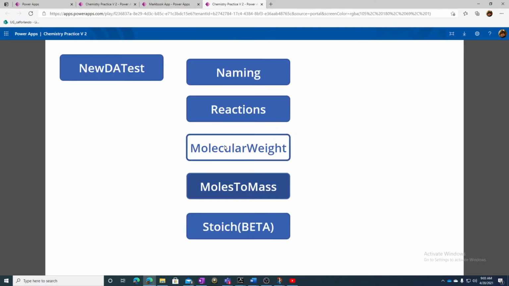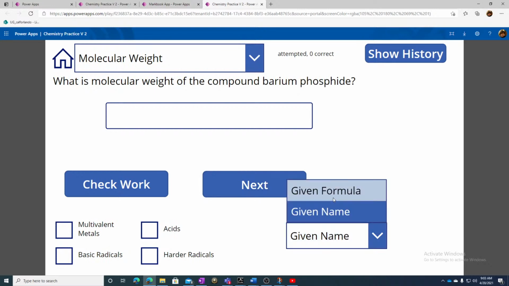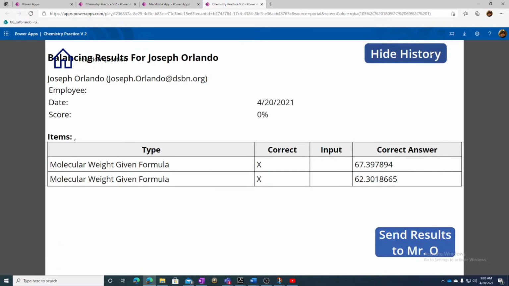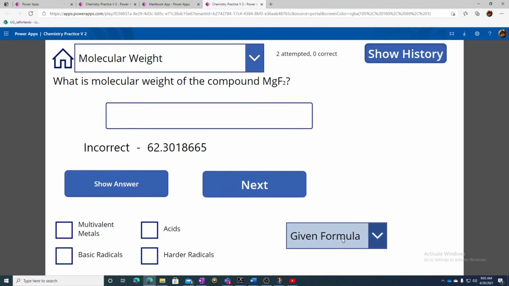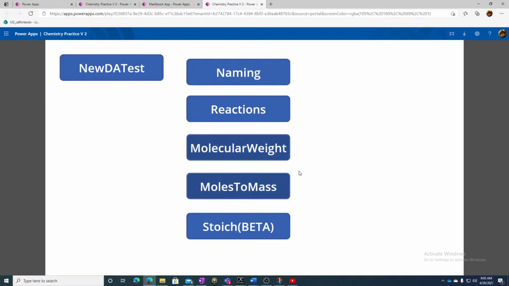I should mention, by the way, just for molecular weight, there's practice here. So you can practice calculating the molecular weight of compounds, and you can either have it give you the formula, or you can actually go a step harder and have it give you the name, where you have to work from the name to the formula and the formula to the molecular weight. Anyway, that's not what we're going to do right now.